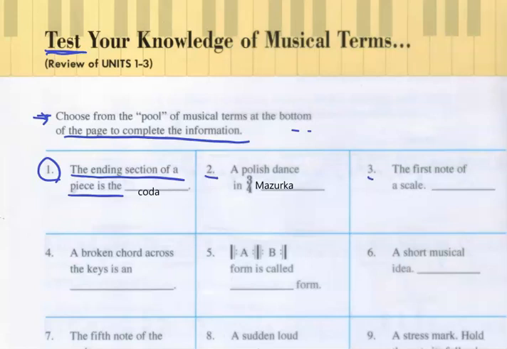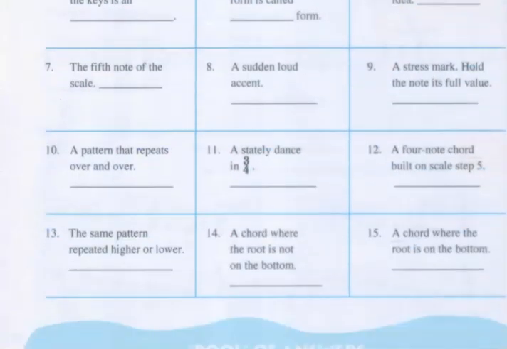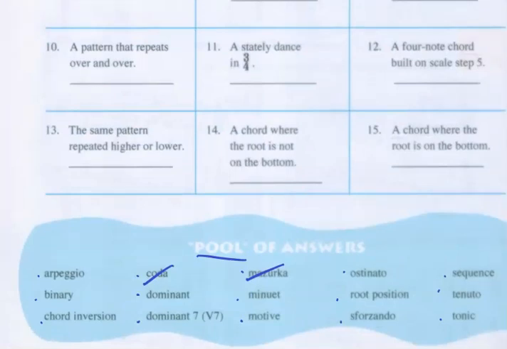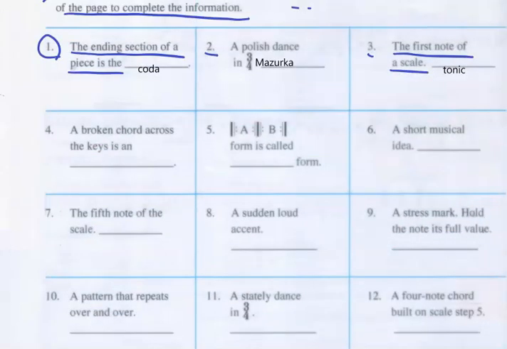Alright, let's move to number 3. The first note of a scale is called tonic. We've been working on tonic, right? So if that's a C major scale, like this, C is tonic, right? The first note. And if it's a G major scale or minor scale, the G is gonna be tonic, the first note. Okay, tonic. Where are you? Here. Okay, tonic is gone.